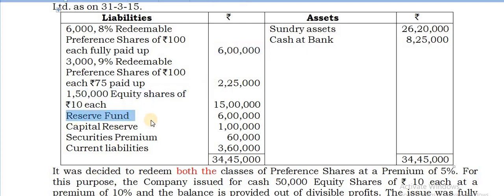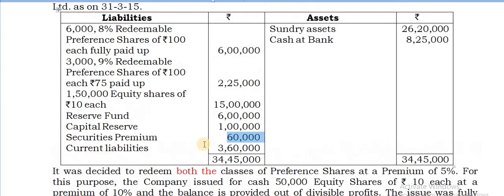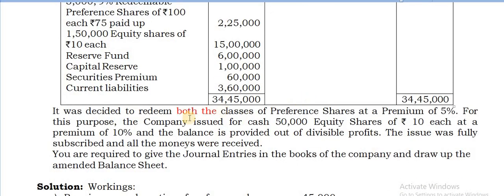Reserve fund is there, that is a divisible profit, but full amount we have to take or not, that we shall decide. Then capital reserve will be there, separately to be taken as reserves and surplus, because this is not a divisible profit, it will remain as it is. Securities premium, we shall see how much is to be deducted from this to be added. Then asset side, fixed assets, of course this you can take separately, and cash at bank is there. This will be there under cash and cash equivalents.